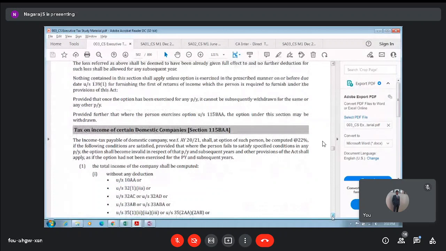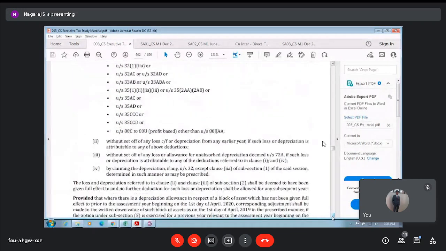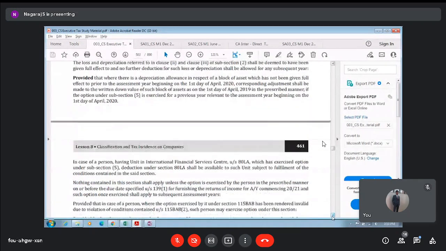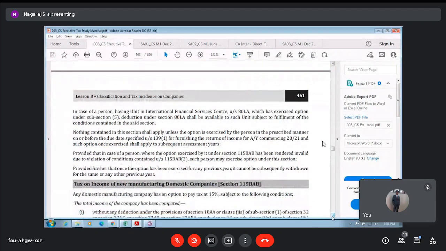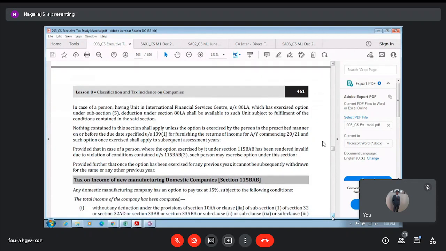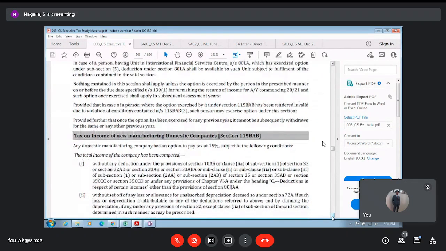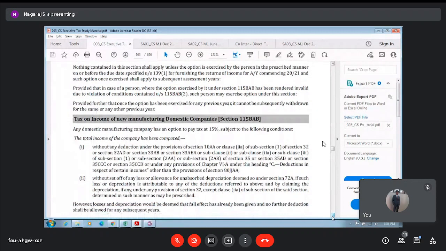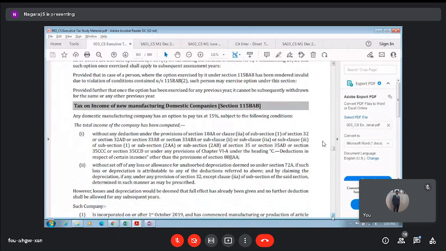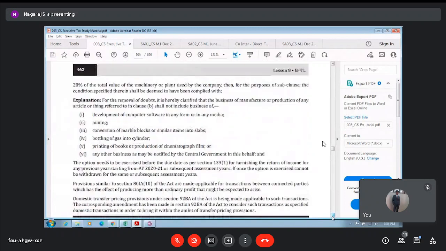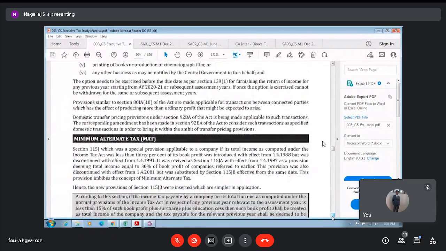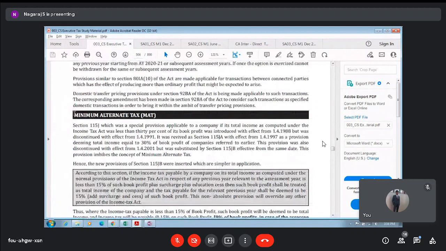Now we are coming to MAT. Remember, you need to forget the income tax computation, because they will not give the computation part. They will only ask what is the tax payable, what is the MAT credit to be brought forward, how many years, like that. MAT, minimum alternate tax.